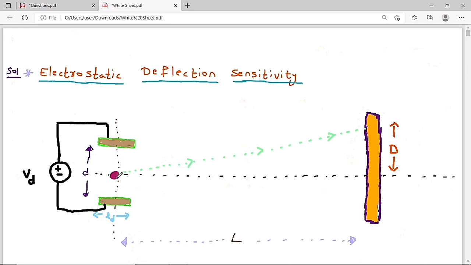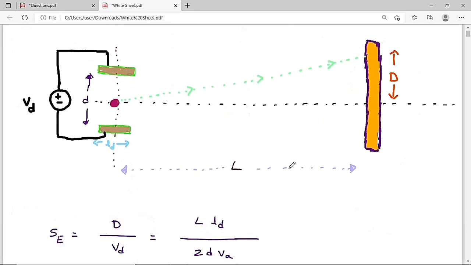So this is basically an electron. Because of the Lorentz force law, it is going to go like this in a straight line, and finally it is going to hit the fluorescent screen at a distance d from the center of the fluorescent screen. So this is the distance between the point where the electron hits the fluorescent screen and the center of the screen.